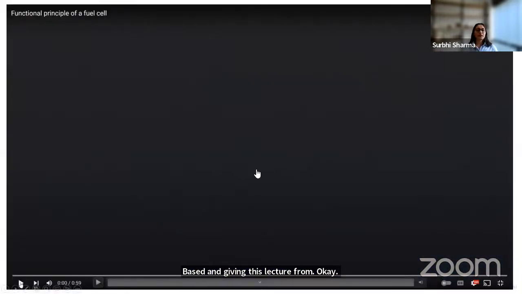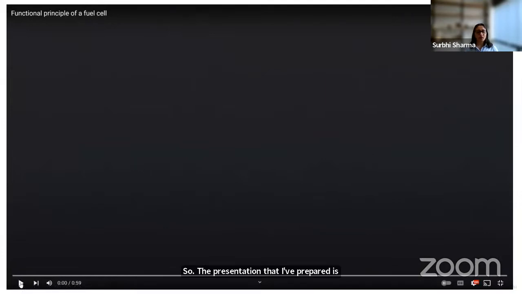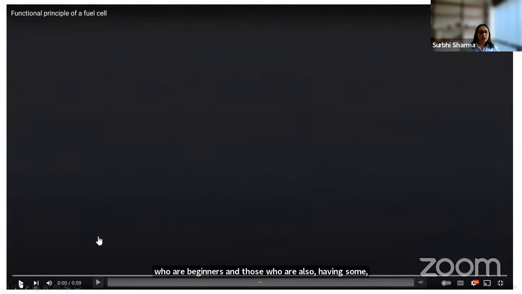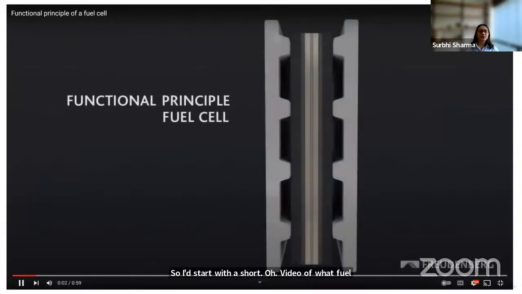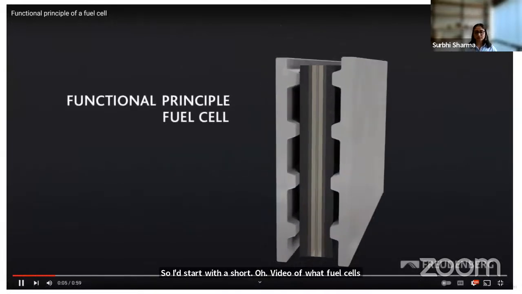So the presentation that I've prepared is focused on giving information on fuel cells to a broader audience, and I tried to keep it such that it can cater to those who are beginners and those who also have some background knowledge of the systems. So I'd start with a short video of what fuel cells are and what the different components are that go into a fuel cell.